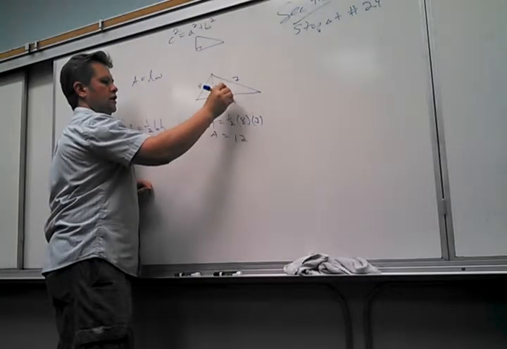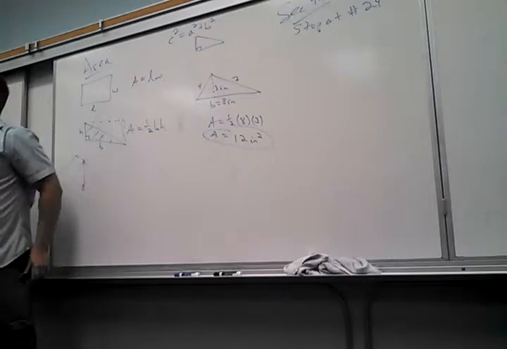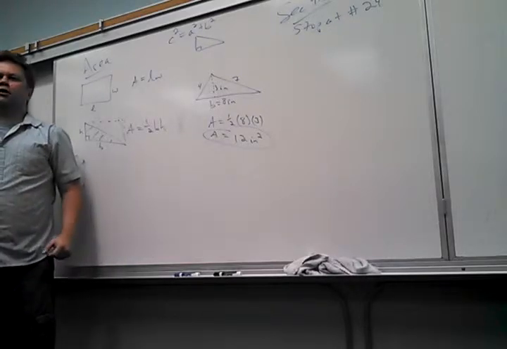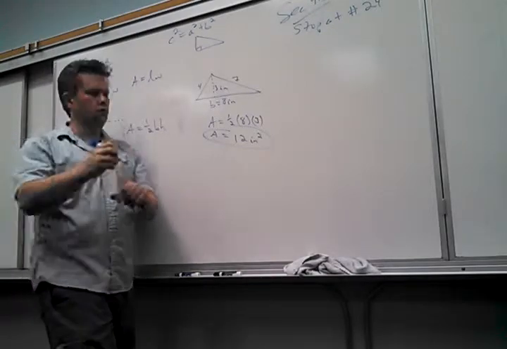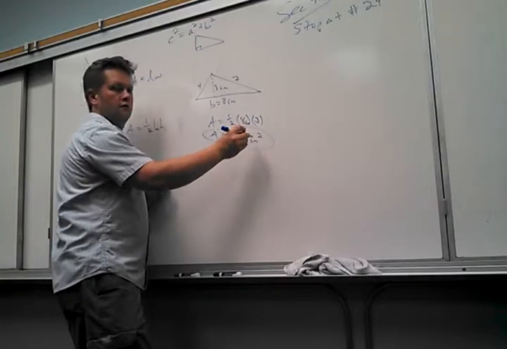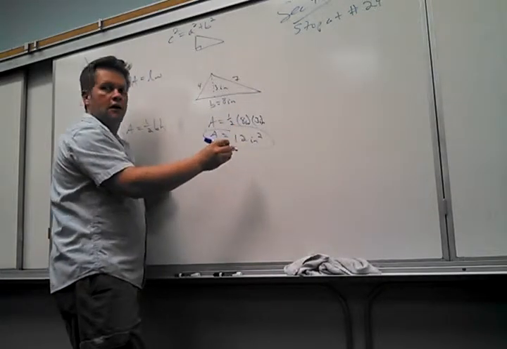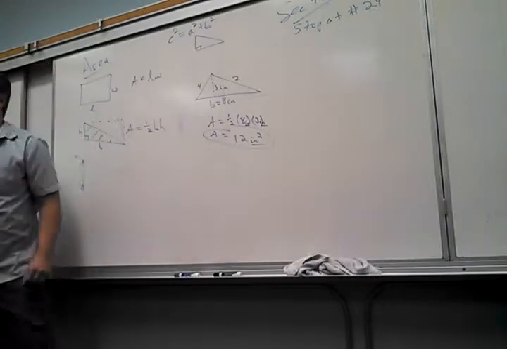Let's say this is inches, then it would be inches squared. Why is it square inches? Because this area is a two-dimensional number. What is 8 what? 8 inches, 3 inches, and what's inch times inch? Inch squared. It's really that simple.